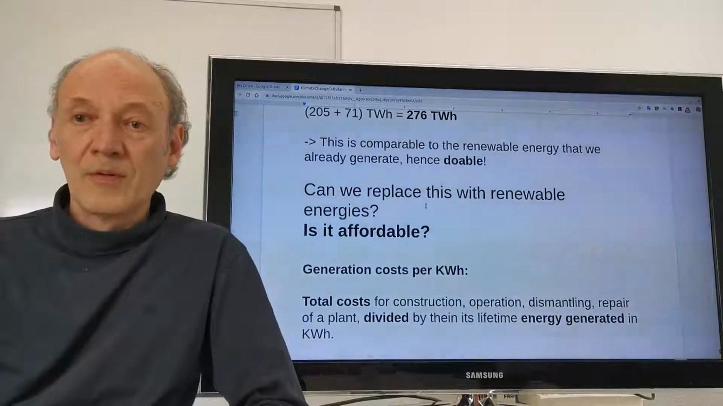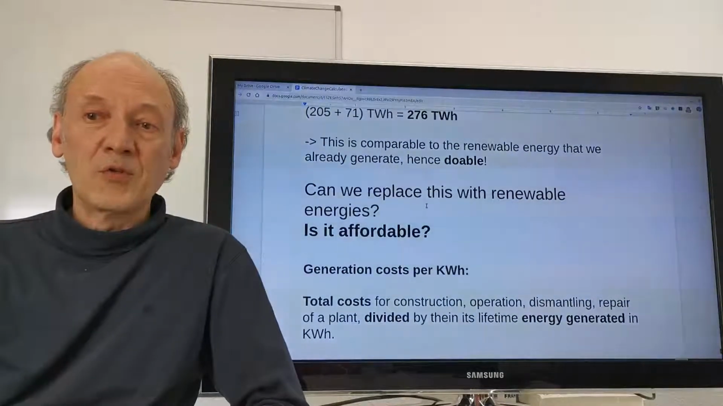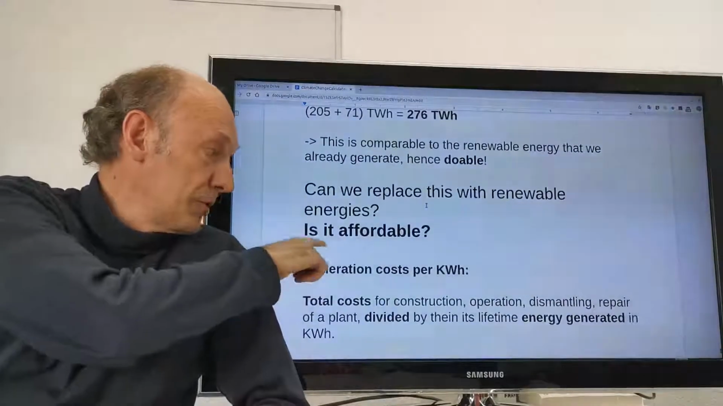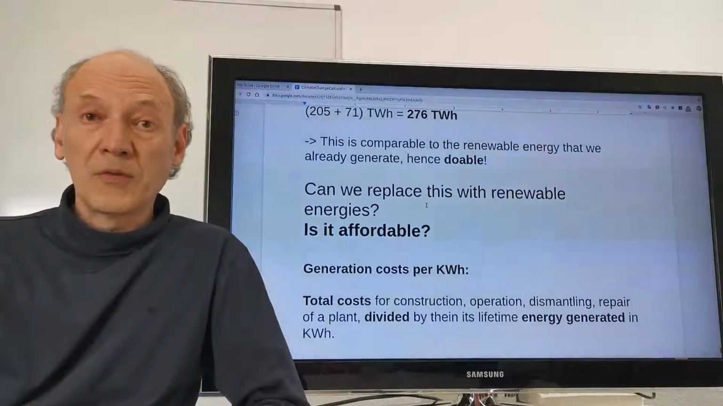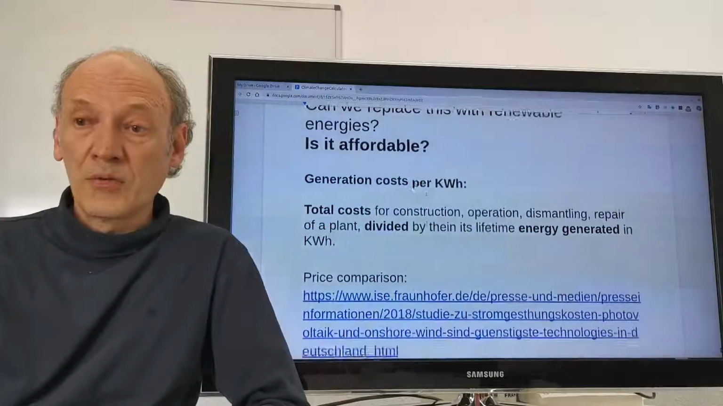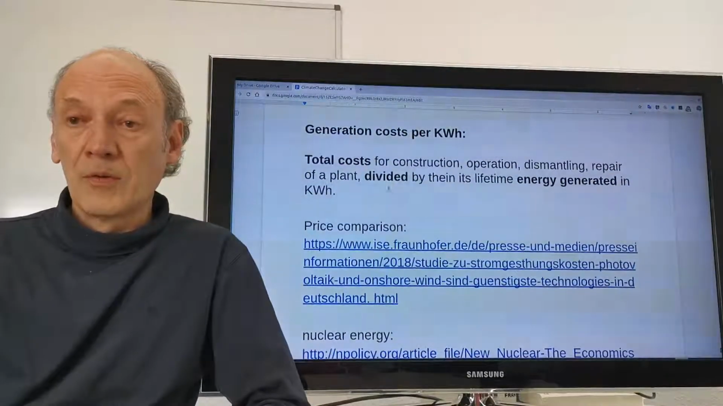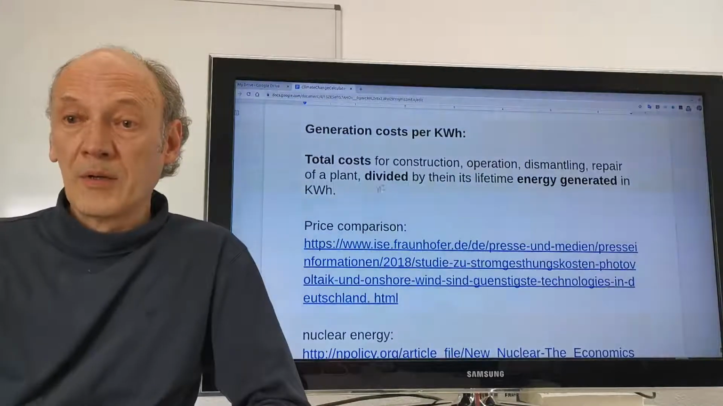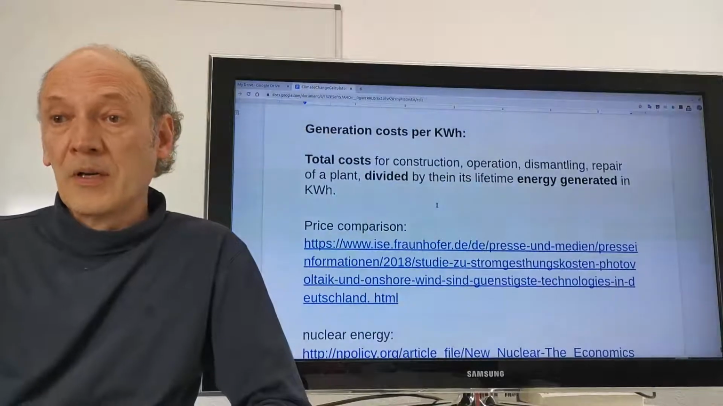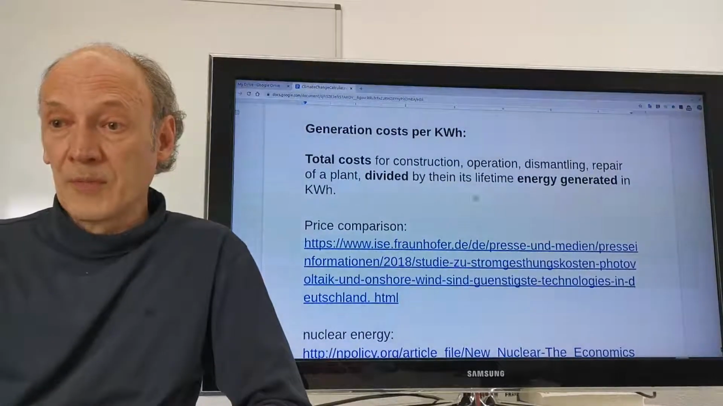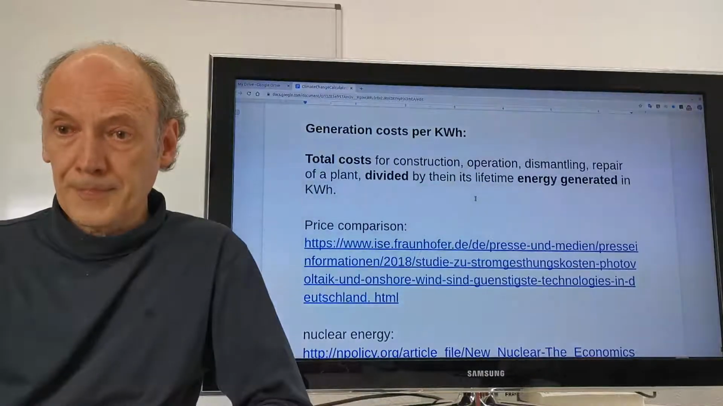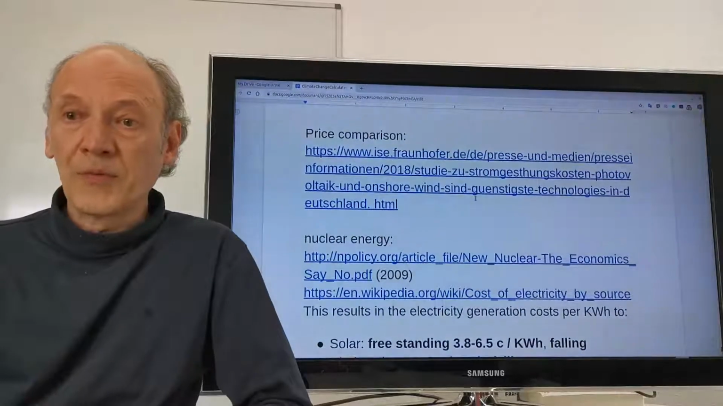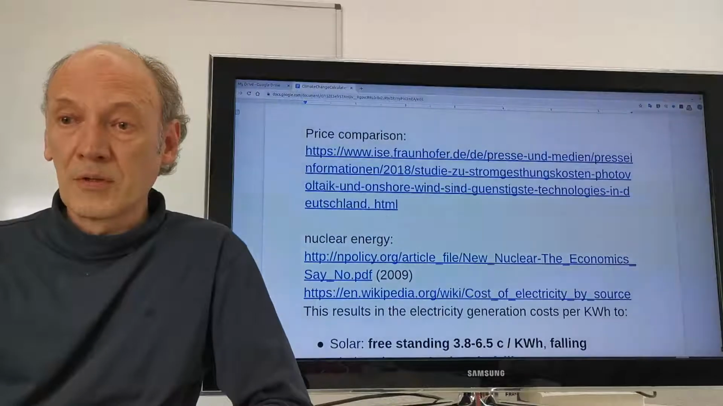So then the question: can we replace these with renewable energies? Is it affordable? Now we can take a look at the production cost, or generation cost, per kilowatt hour. This includes costs for construction, operation, dismantling, and repair of a plant, divided by the lifetime energy generated in kilowatt hours. Here we have a price comparison from the Fraunhofer Institute. We can actually click on this link here.